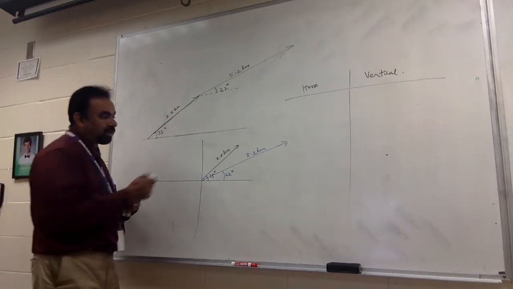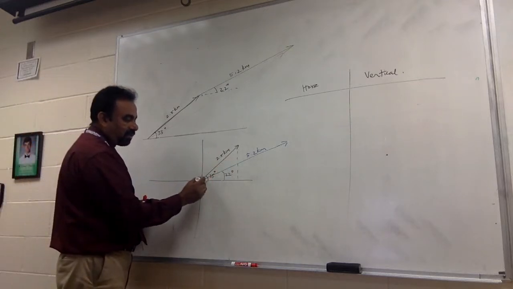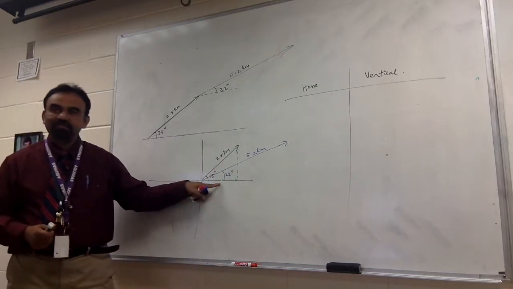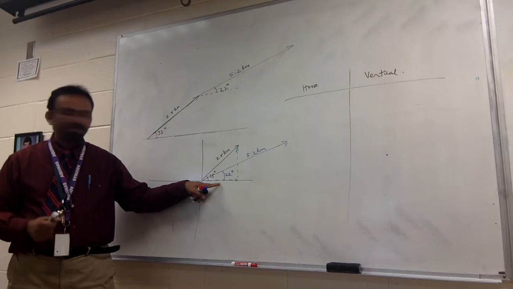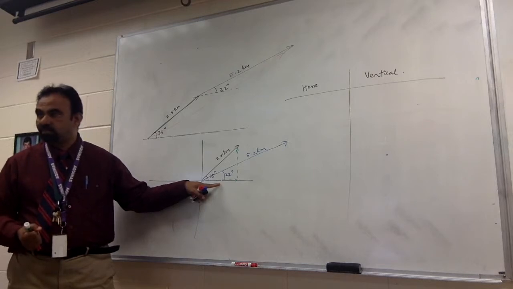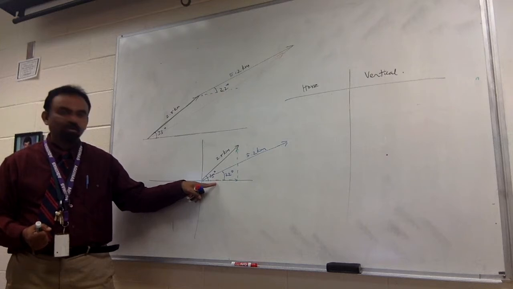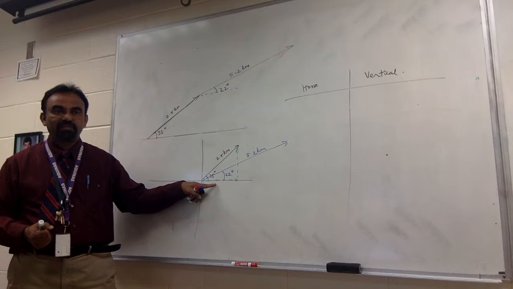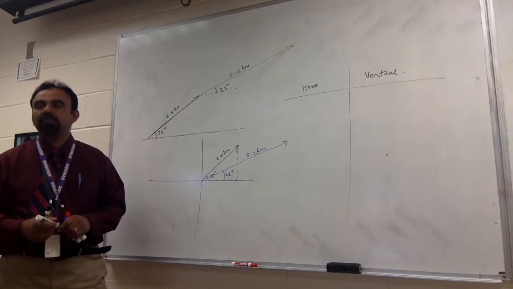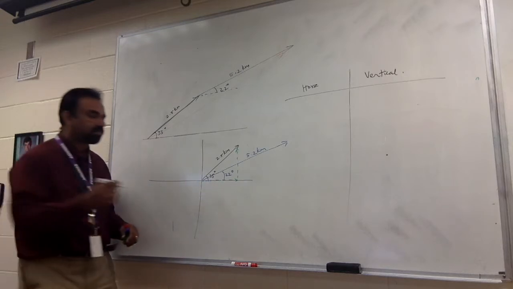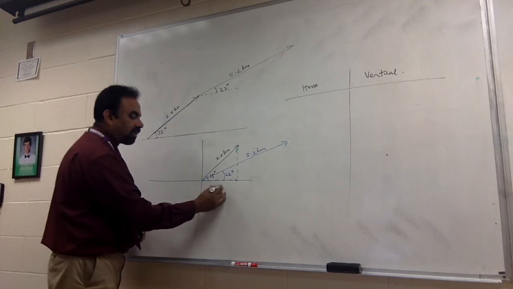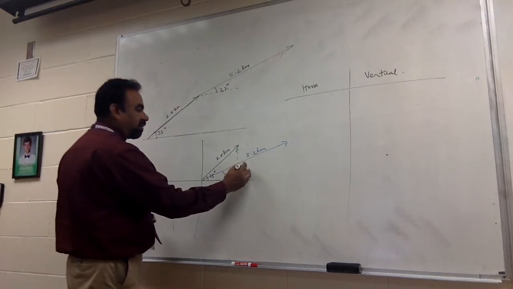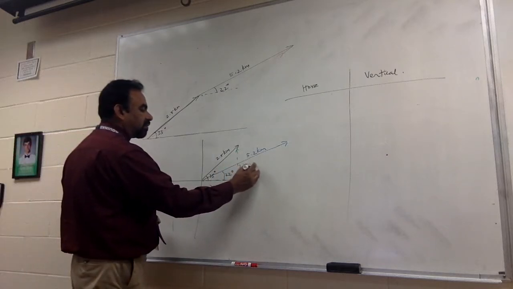You're going to split it into two components. See, these are the components, this one and this one. So what is this component down here? 2.5 what? Okay, is this component adjacent of 35 or opposite of 35? So then it is 2.5 cosine 35. And that one will be 2.5 sine 35.